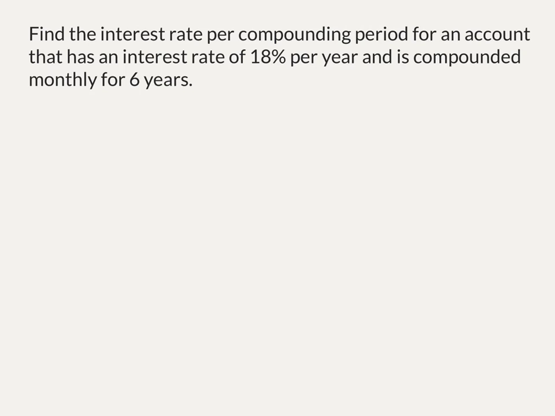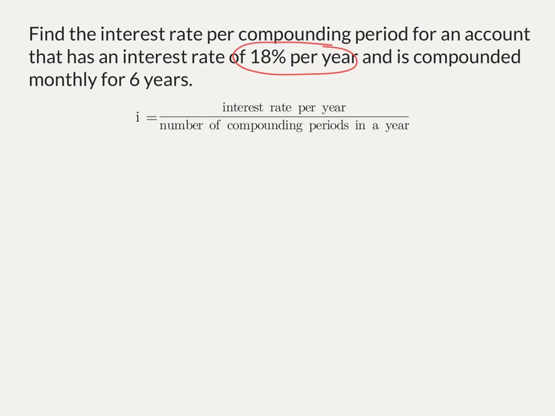Find the interest rate per compounding period for an account that has an interest rate of 18% per year and is compounded monthly for 6 years. The interest rate per compounding period is represented by the letter I. I equals the interest rate per year divided by the number of compounding periods in a year. First, we'll identify the interest rate per year. The problem tells us that there is an 18% interest rate.